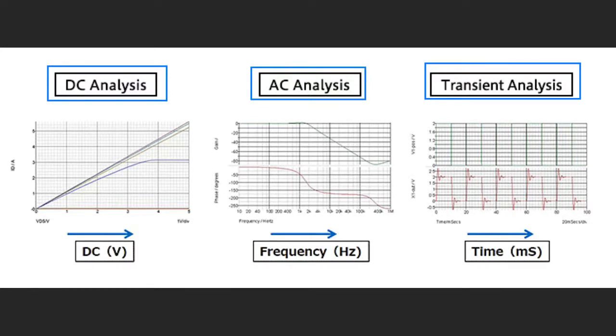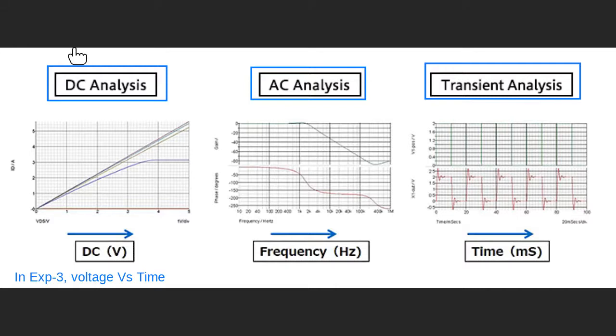For example, if you remember in experiment number 3, we measured voltage with respect to time. Whenever we measure voltage with respect to time, or voltage with respect to resistance or voltage with respect to current, it comes under DC analysis.